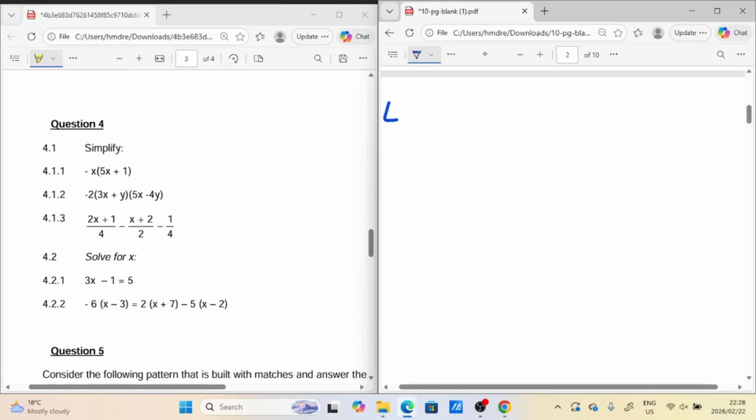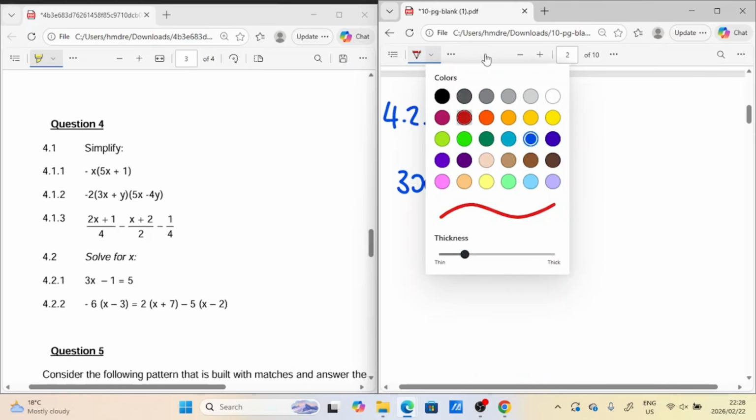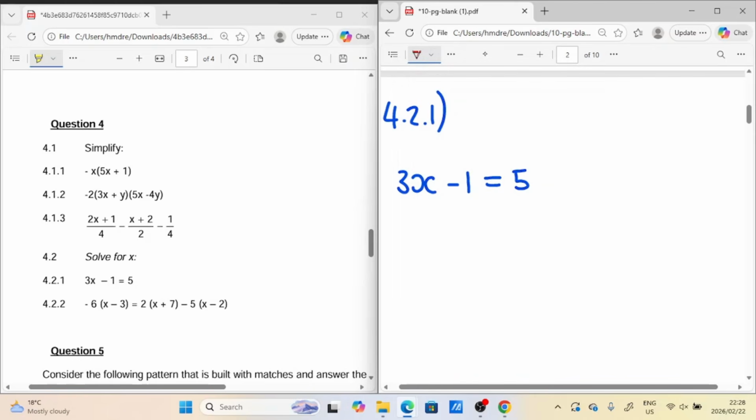So 4.2.1, we have got 3x minus 1 is equal to 5. When we're solving for x, we're just essentially trying to get x all by itself. So I would take this across first, minus 1. When we take it across, it's going to be add 1. So 3x is equal to 5, add 1.